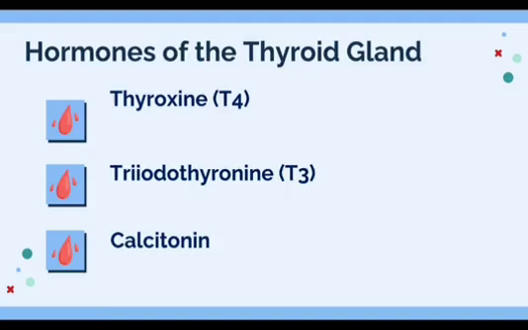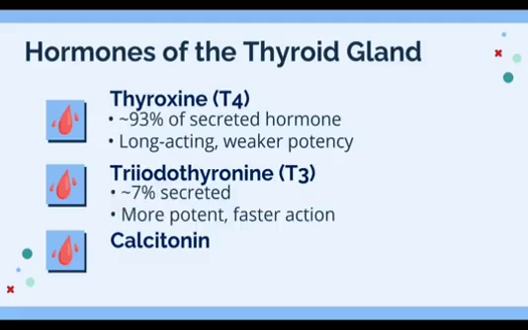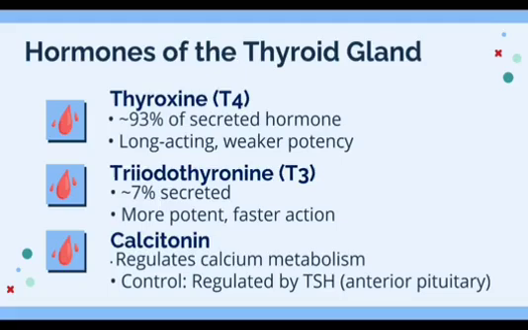What are the hormones of the thyroid gland? Thyroid gland secretes three main hormones. They are thyroxine, T4, triiodothyronine, T3, and calcitonin. The thyroxine, T4, is about 93% of secreted hormone and it is long acting but it has a weaker potency. Triiodothyronine, T3, is about 7% and it's more potent and it has a fast action. The calcitonin regulates the calcium metabolism. The secretion of thyroid hormone is controlled via the TSH, which is secreted by the anterior pituitary.